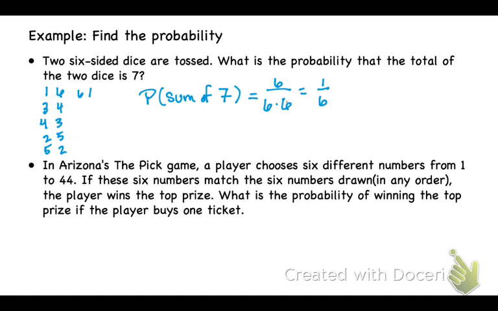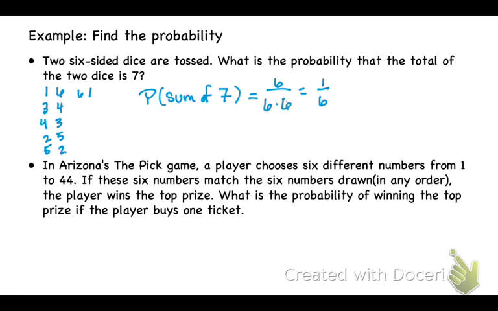In Arizona's Pick game, a player chooses 6 different numbers from 1 to 44. If these 6 numbers match the 6 numbers drawn in any order, the player wins the top prize. What is the probability of winning the top prize if you buy a ticket? Because if you don't buy a ticket, what's your probability of winning? 0. That's not possible. Actually, it is. Somebody could hand you a ticket, correct?